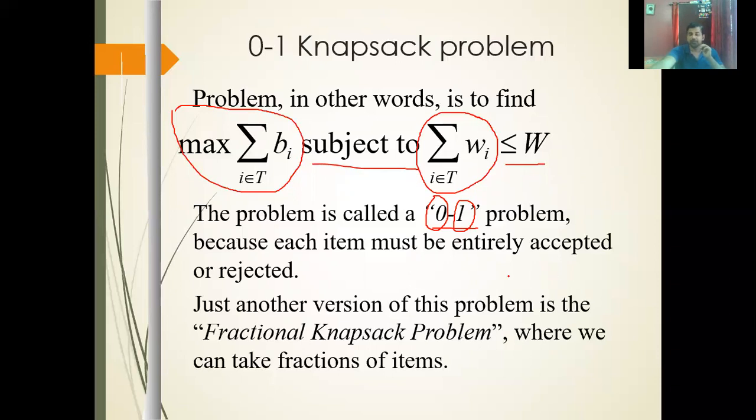If there is a provision for partial insertion, that is another version of this problem, the fractional knapsack problem, where we can take fractions of items. That we are not discussing in today's session. We are concentrating only on the 0-1 knapsack problem, where the items can be inserted fully or not. If inserted fully, I consider that item as 1, if not, as 0.